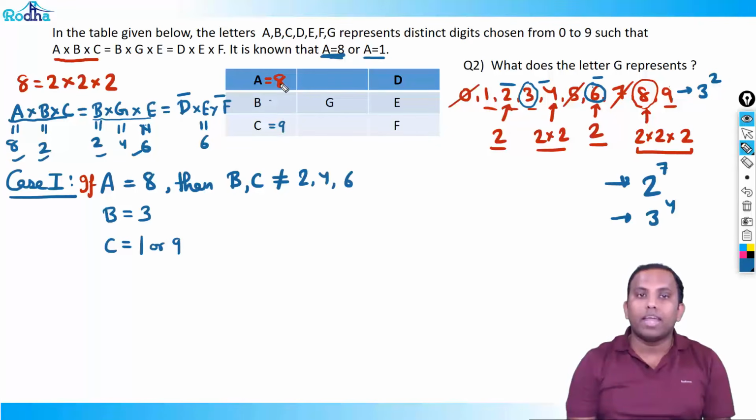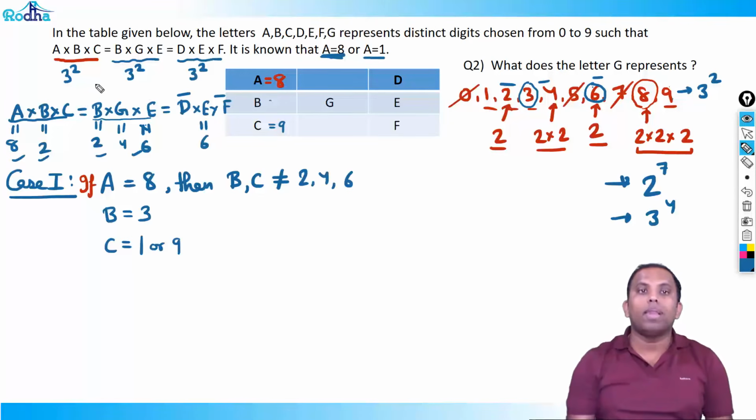So if C is 9 here, that means I'm using two threes in the first row only. So for the second and third terms, if the first term contains two threes, then the second term should also contain two threes, and the third term also should contain two threes, to balance it.